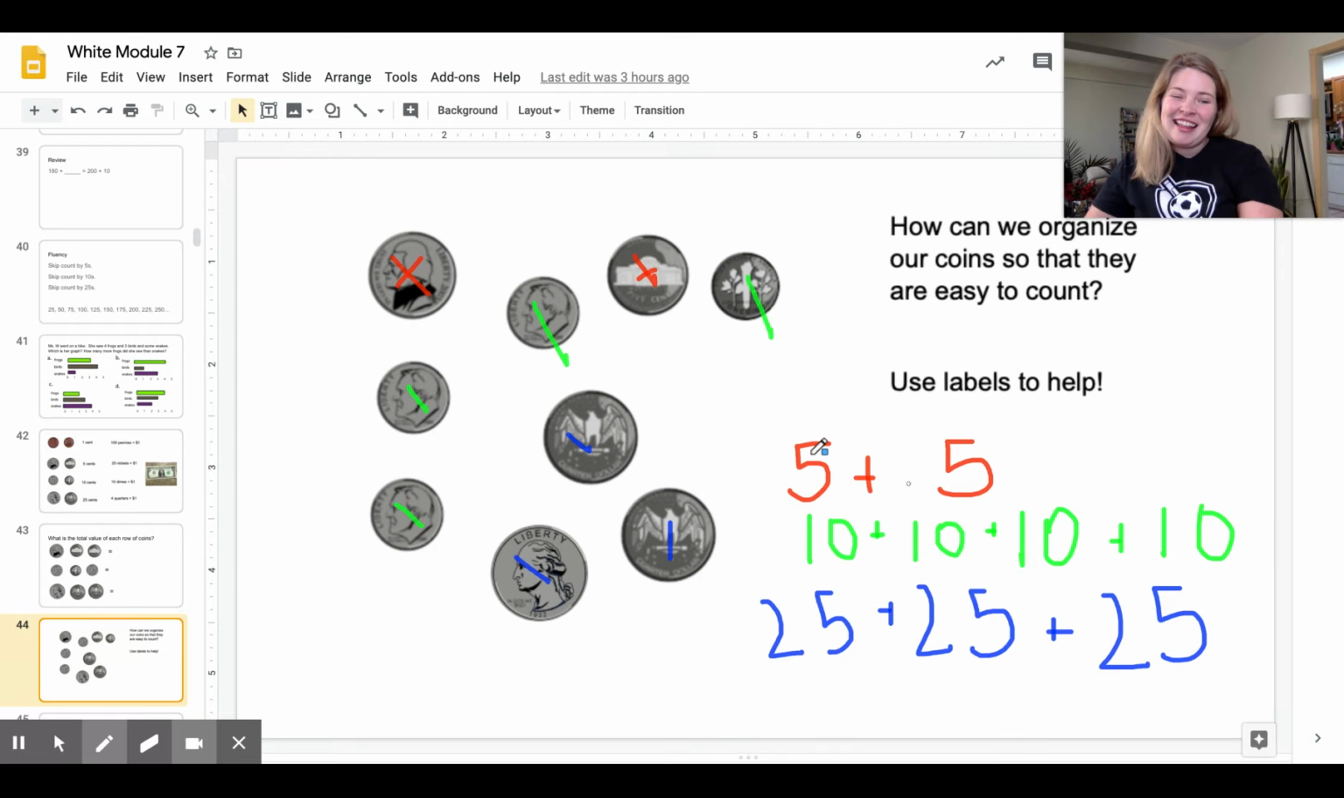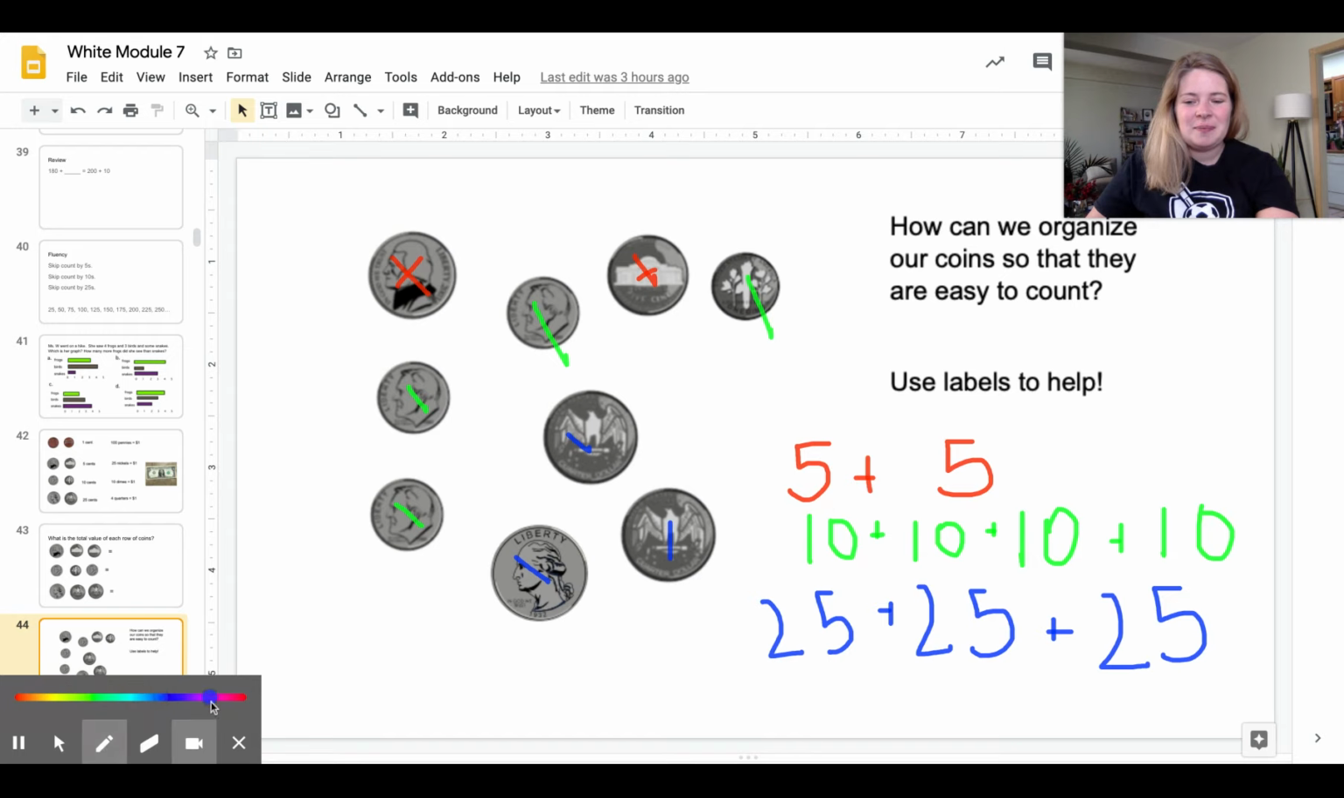Now, this is a lot of math, isn't it? Let's reduce our math and start by skip counting. We'll start with the lowest value. So we'll start with 5s. I'll use pink to count. 5, 10. Now I'll start skip counting by 10s. Already have 10, 20, 30, 40, 50.